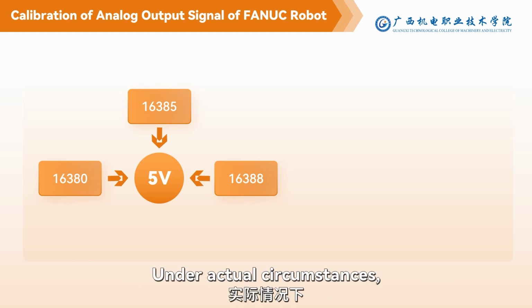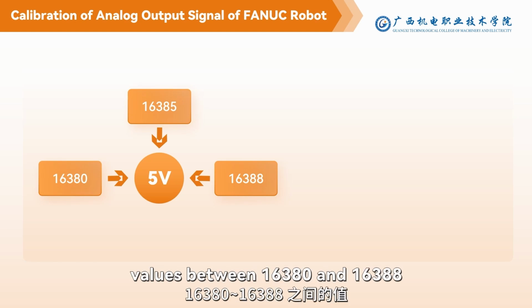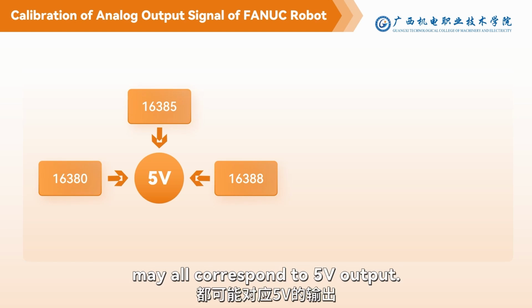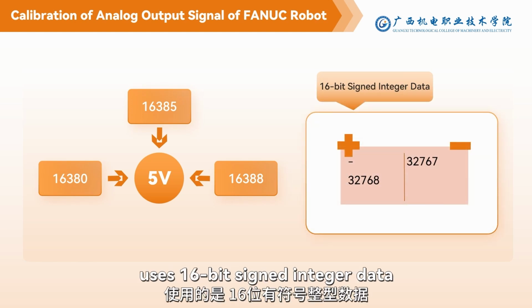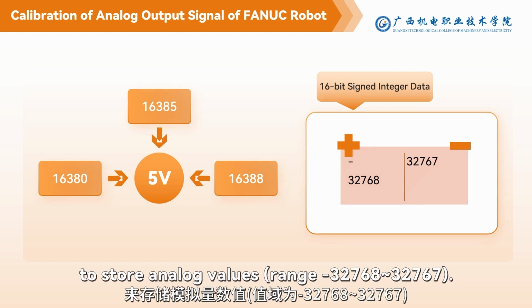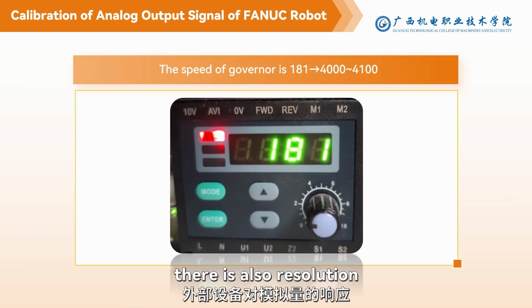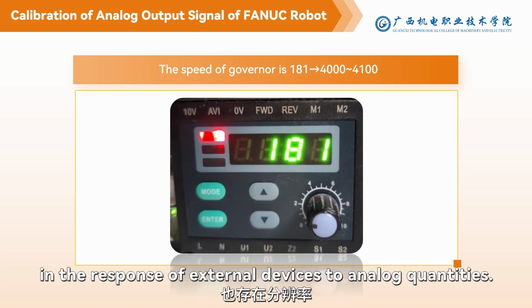In actual operation, values between 16,380 and 16,388 may all correspond to 5 volts output. The industrial robot systems use 16-bit signed integer data to store analog values. In addition, there is also resolution in the response of external devices to analog quantities.